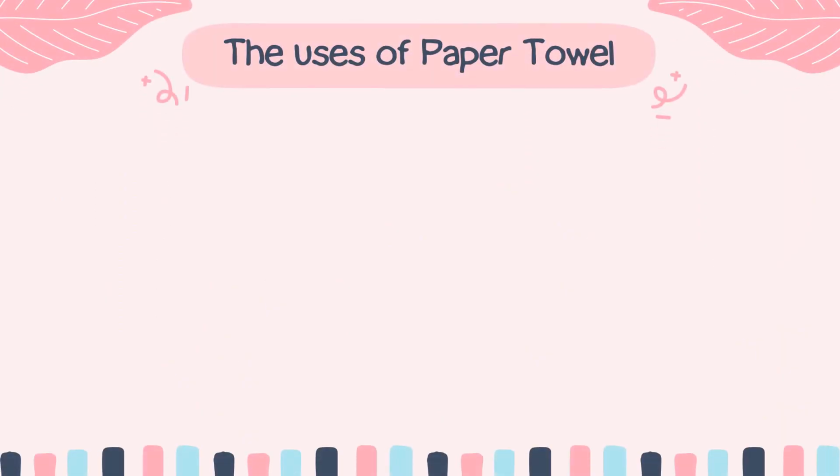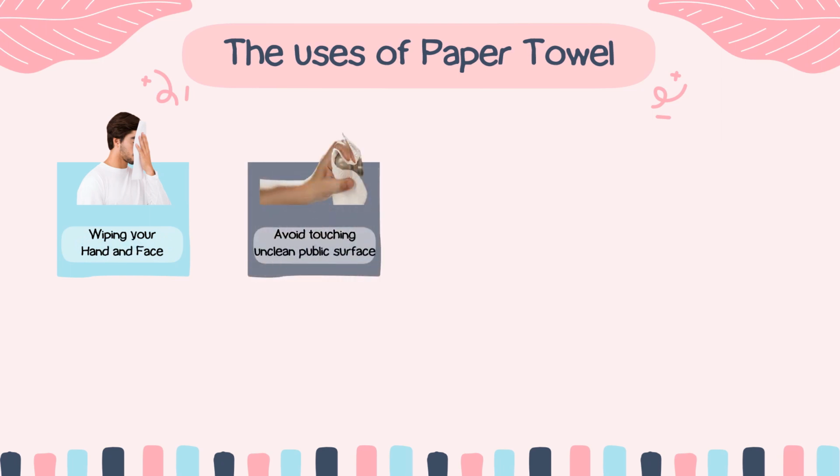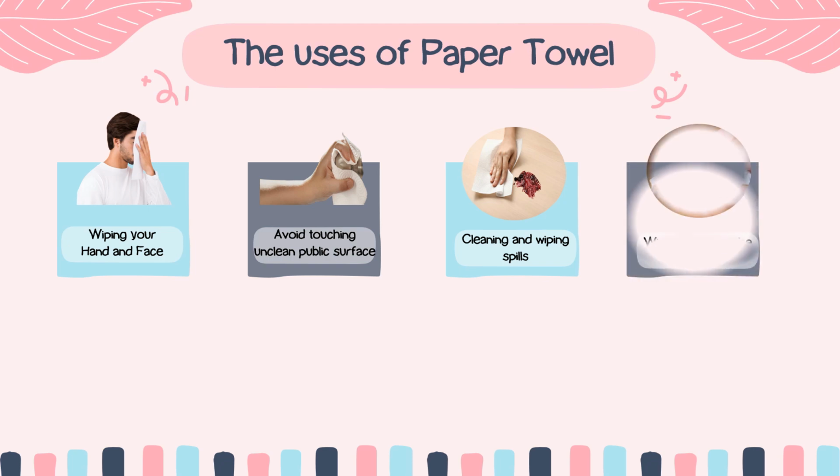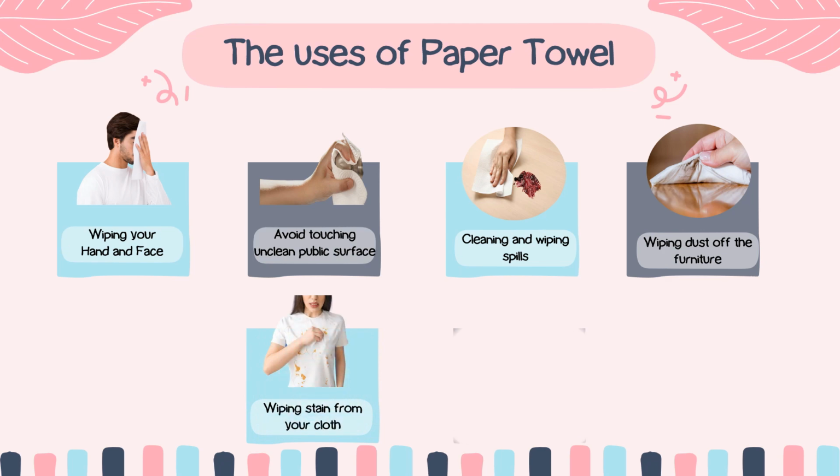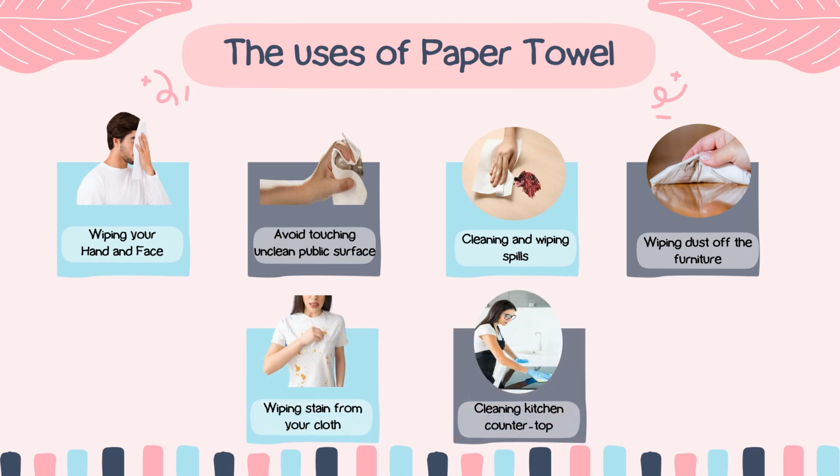Now, let's look into the use of paper towel. There are many uses of paper towel. For example, paper towel can be used to wipe our hands and face. It is used to avoid touching unclean public surfaces, and for cleaning and wiping spills. Besides, we can use it to wipe dust off the furniture, wipe stains from your clothes, and also clean the kitchen countertop. So, these are the uses of paper towel. Paper towel can be used for other purposes too.